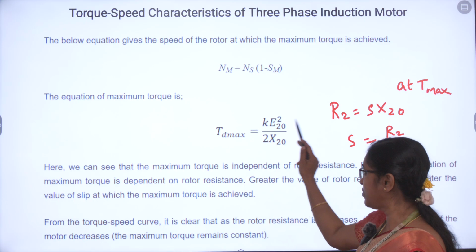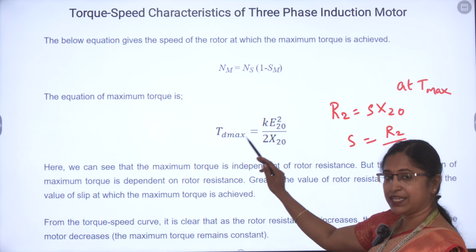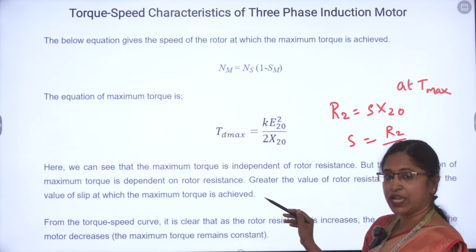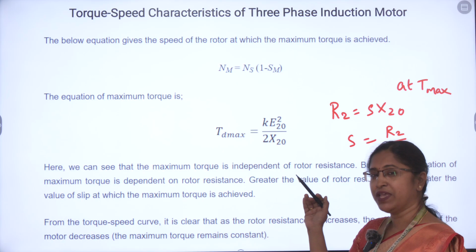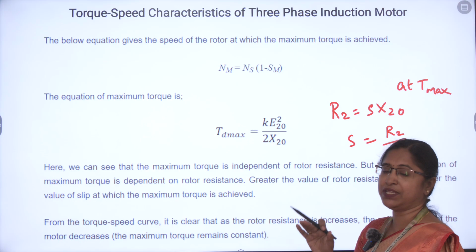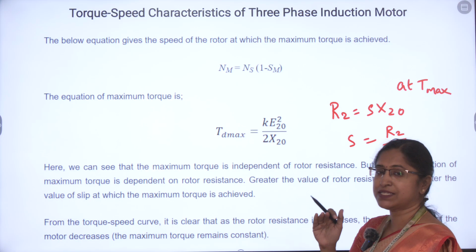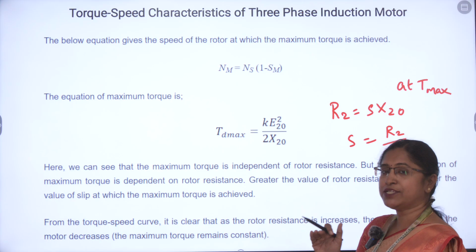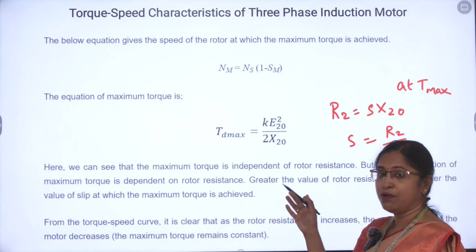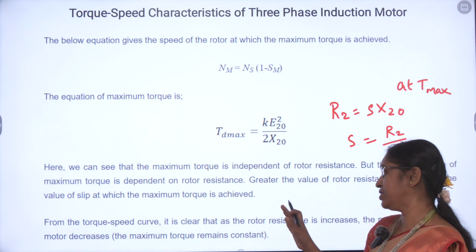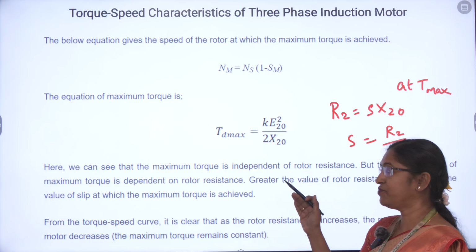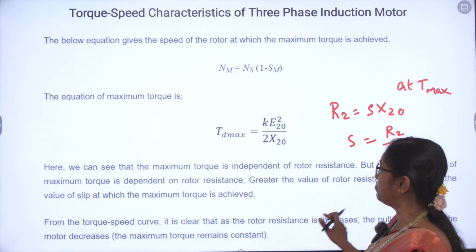So from this equation, even though your torque is independent of your rotor resistance, based on the resistance value, the maximum torque remains the same, but the point at which it reaches the maximum torque will vary based on the resistance value. Whether the resistance value is smaller or greater, the point at which it reaches the maximum torque will be different, but the torque remains the same. And based on that, the slope of the torque-speed curve will also become sharper.